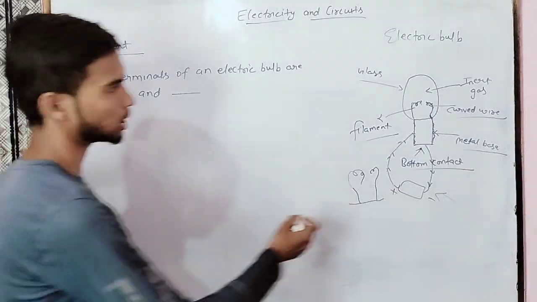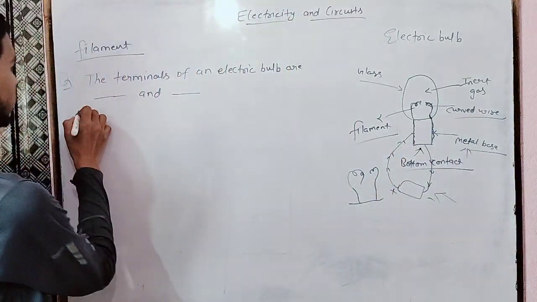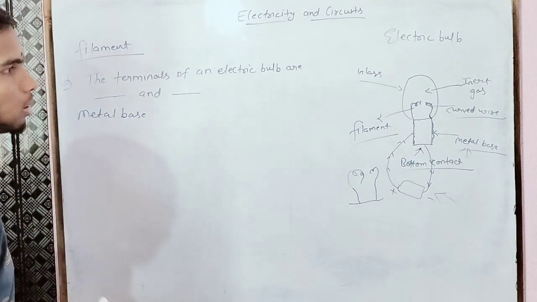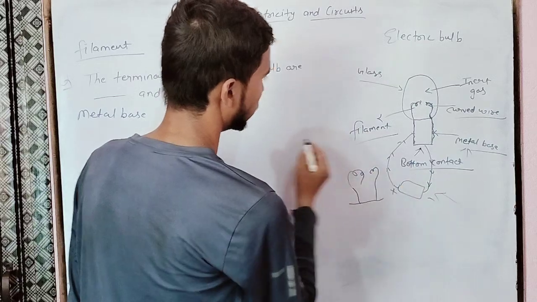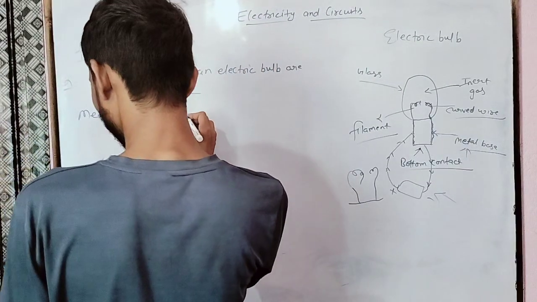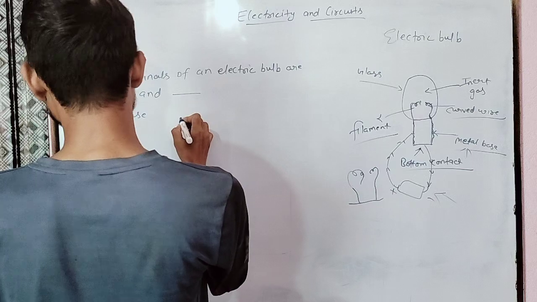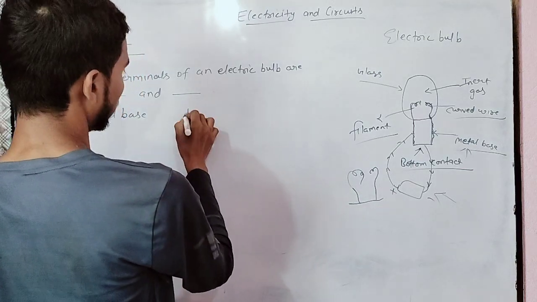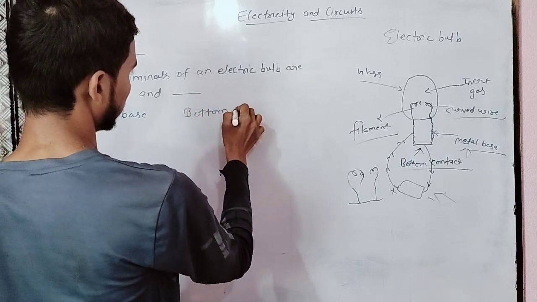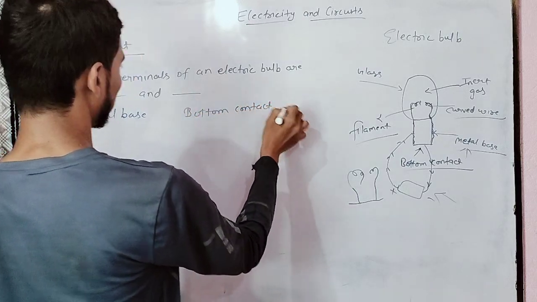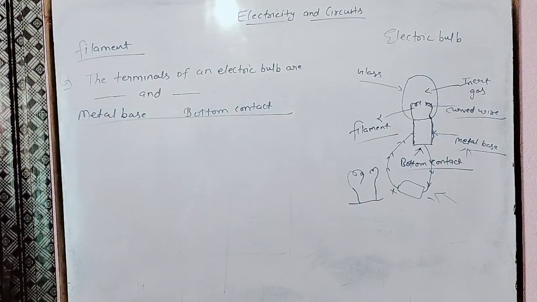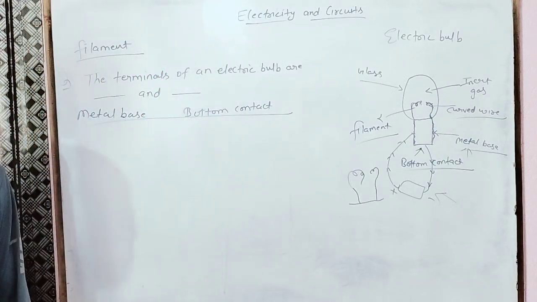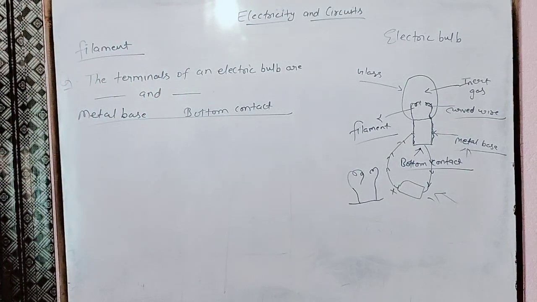So here you would say what? One is a metal base, which is a terminal of electricity. Second is a bottom contact. Okay, bottom contact. So we have identified both the terminals of the electric bulb. Now next question.